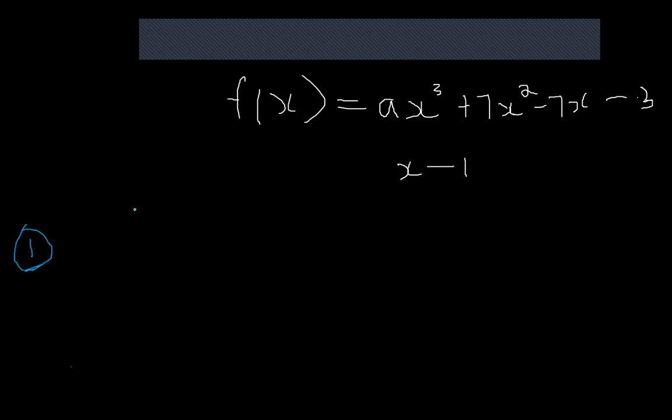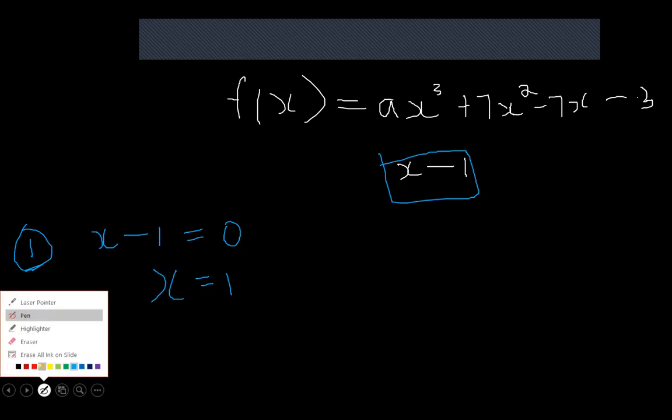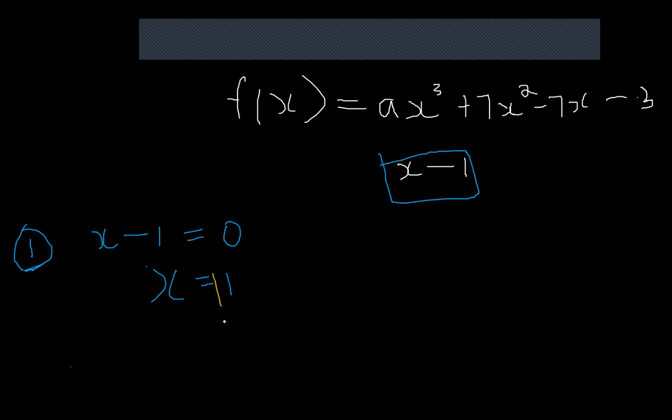So the first thing you want to do, put this divisor equal to 0 and find your value of x. So x minus 1 is my divisor. I'm going to put it equal to 0. So the value of x is 1. Cool. Step 1, finished. What's step 2? Step 2 says, using this value that I got, so x is 1, substitute that value into my function.